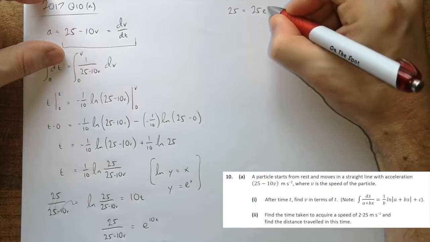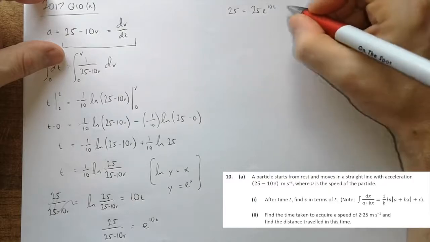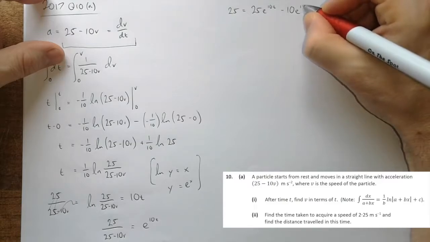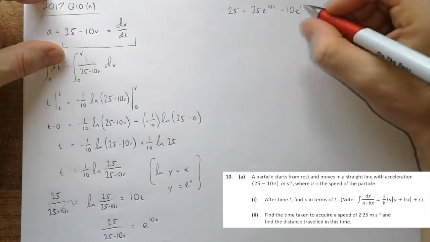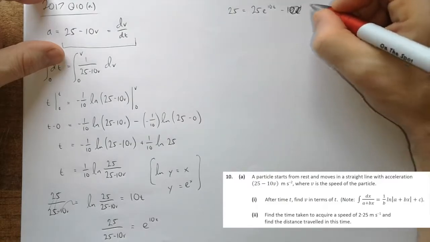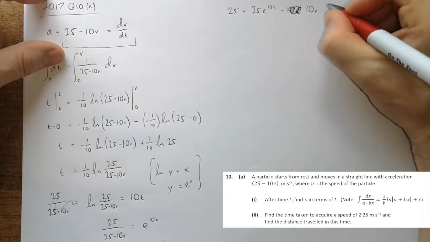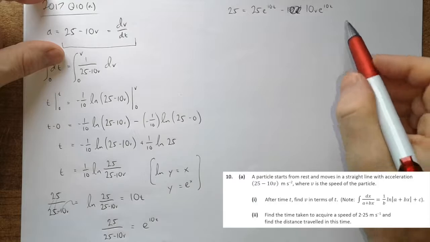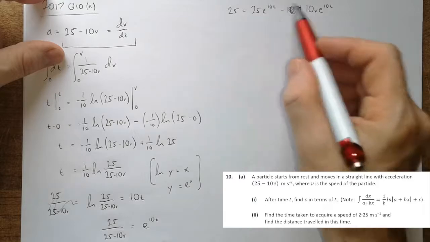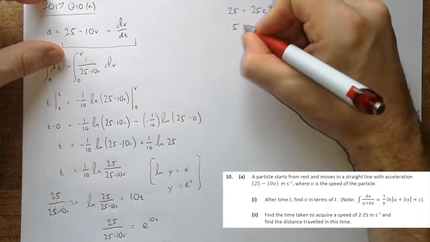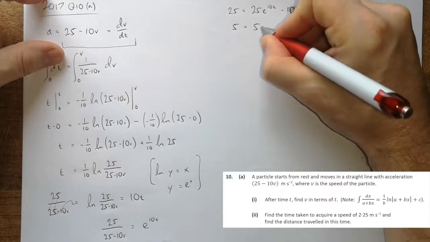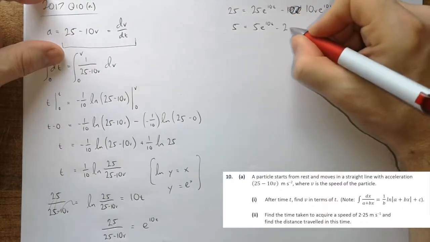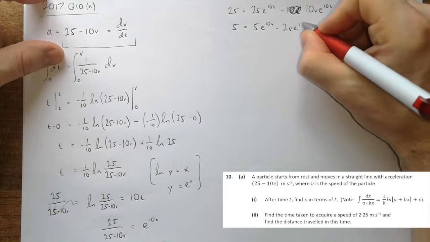25 e to the power of 10t minus 10v e to the power of 10t. Okay, so I now have 3 terms. At this stage I will cancel the 5s because it's just annoying me. 5 e to the power of 10t minus 2v e to the power of 10t.